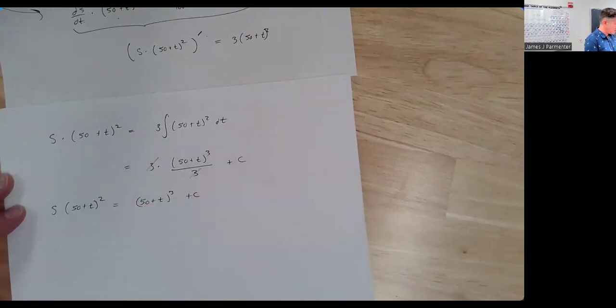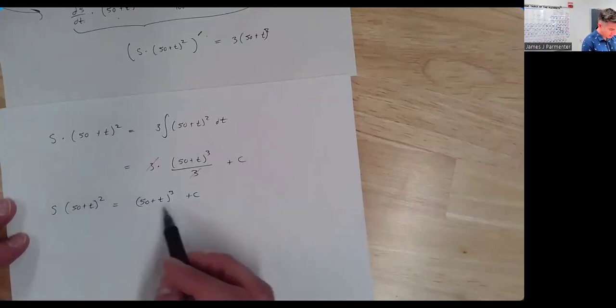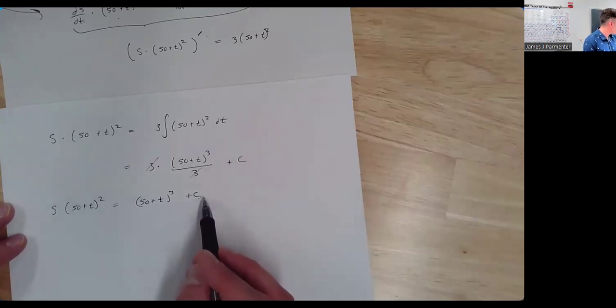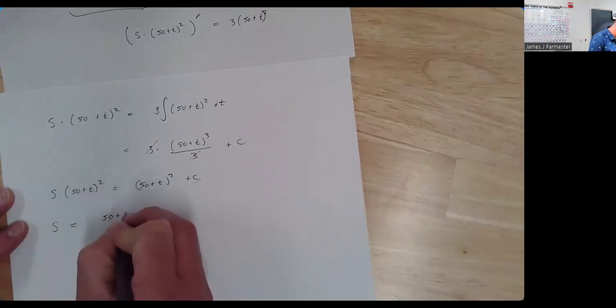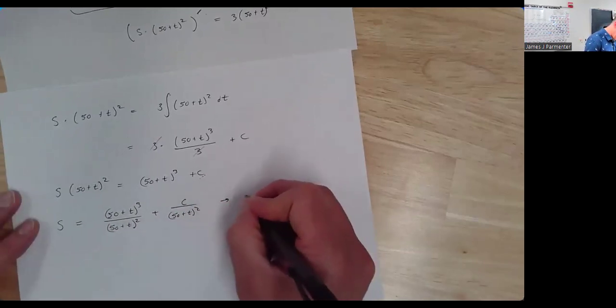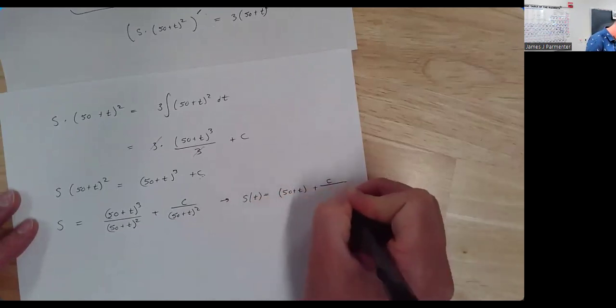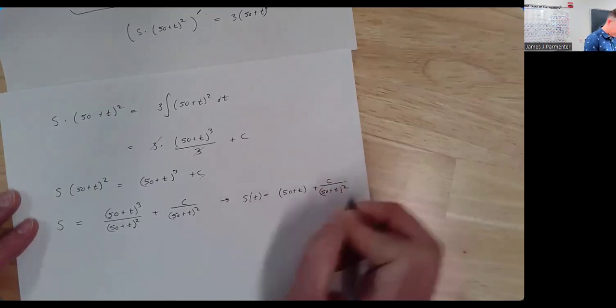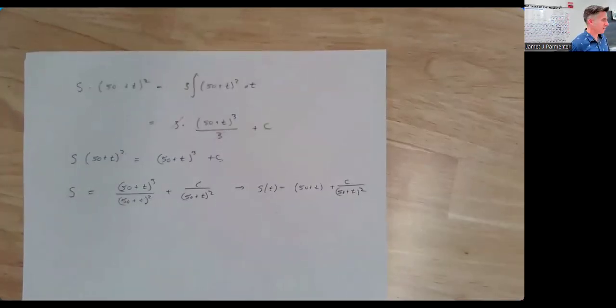And now here's the really important part: whenever you solve a first order linear differential equation, when you divide both sides by your integrating factor, the c has to get divided by the integrating factor. So solving this here, we have s equal to 50 plus t cubed divided by 50 plus t squared. Yes, I'm going to simplify that, plus C divided by 50 plus t squared. Or written more nicely, s as a function of t is equal to 50 plus t plus C over 50 plus t squared. Whoops, that was terrible. Sorry.